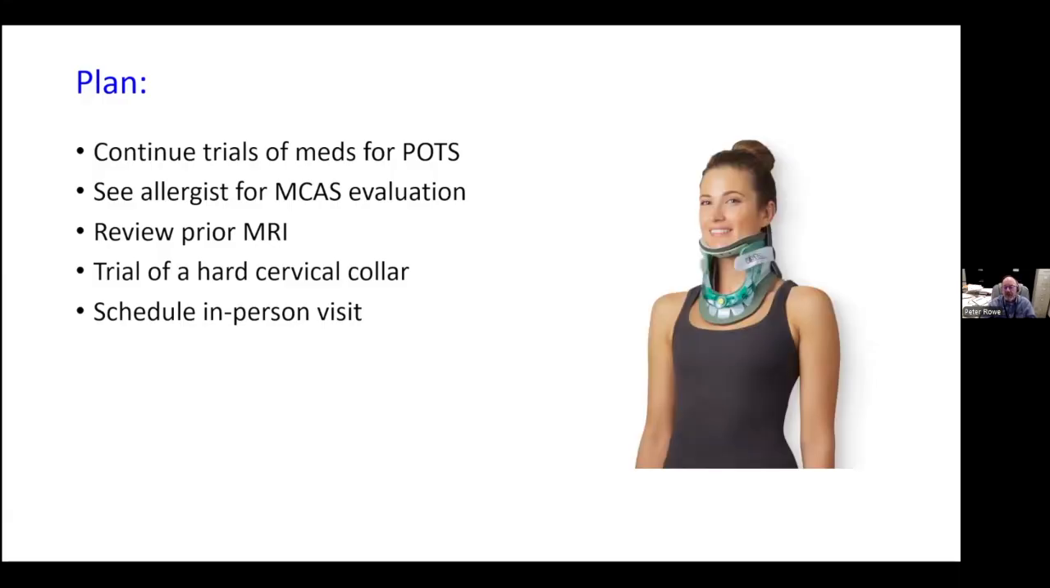So this is a picture of the kind of hard cervical collars that are available. This one is an Aspen Vista collar. The Miami J is another type of collar. The idea being that if you've got instability of the ligaments in the spine and you can stabilize that person, then there's less banging of the spinal cord up against the bony segments.